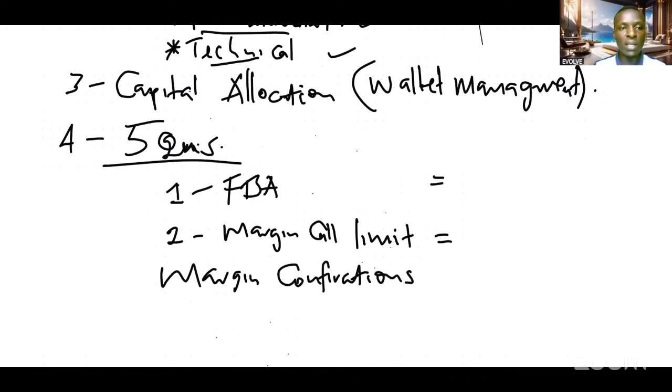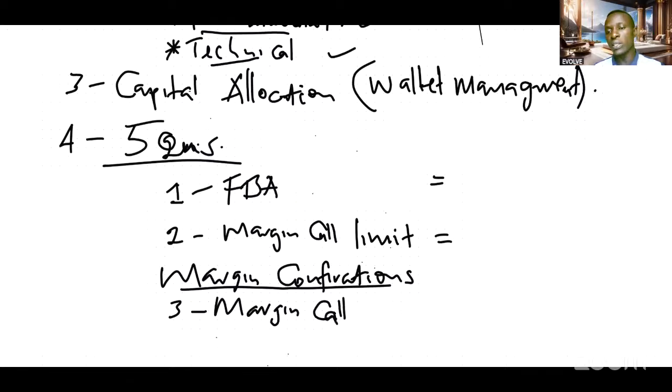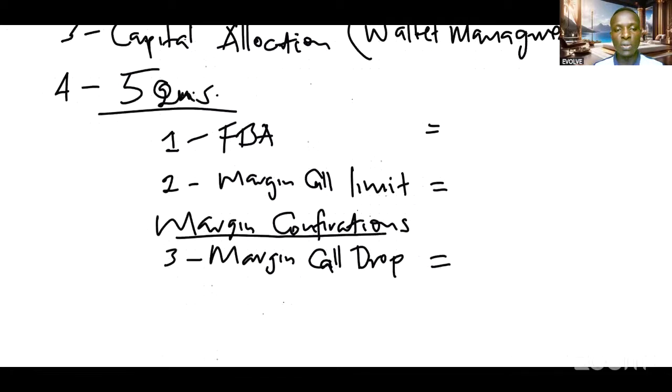Now, under margin configuration comes our third question, which is margin call drop. Basically, your job is to know how to calculate this. And next, you are going to give your Royalq answer to question number 4, which is the multiple buy-in ratio.